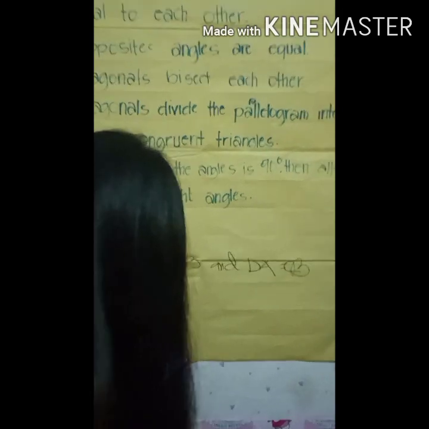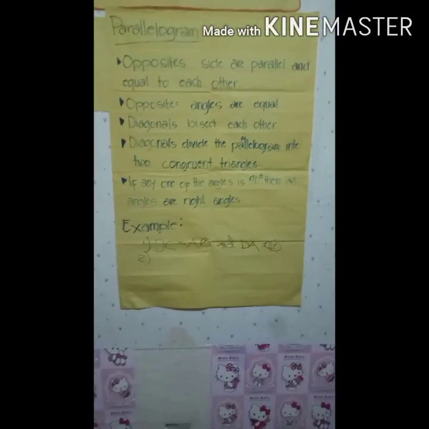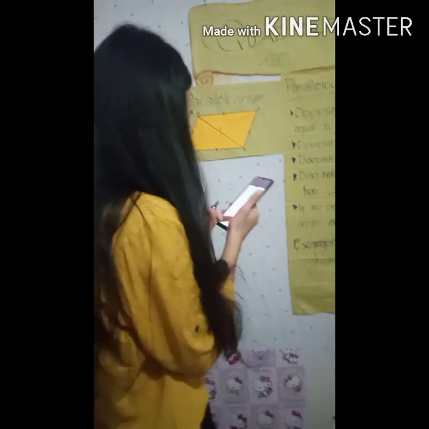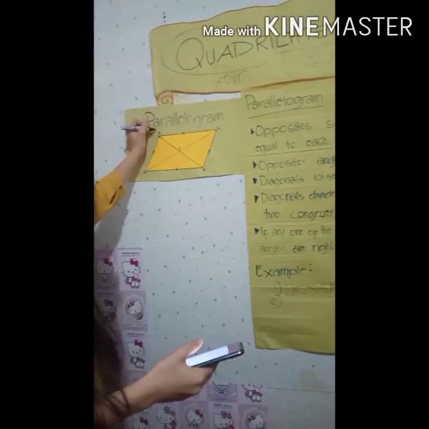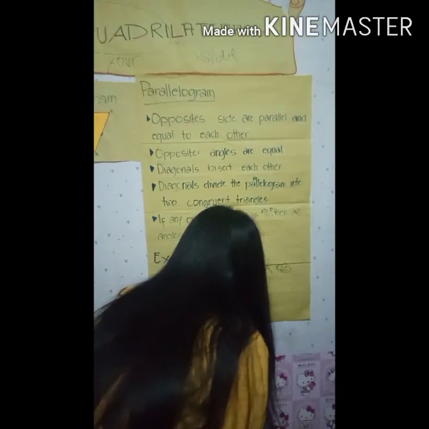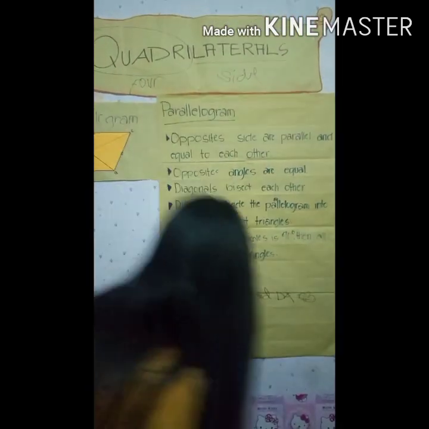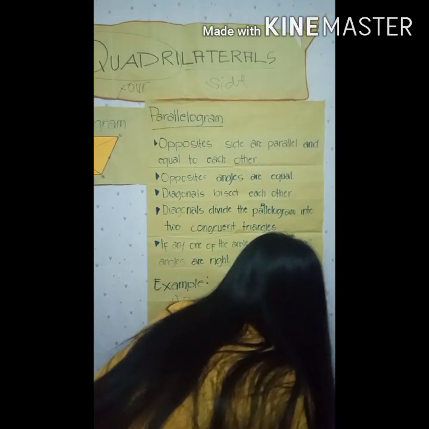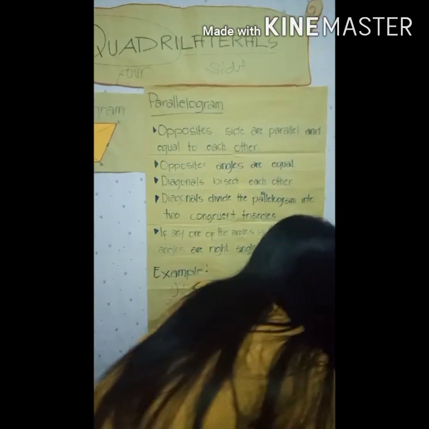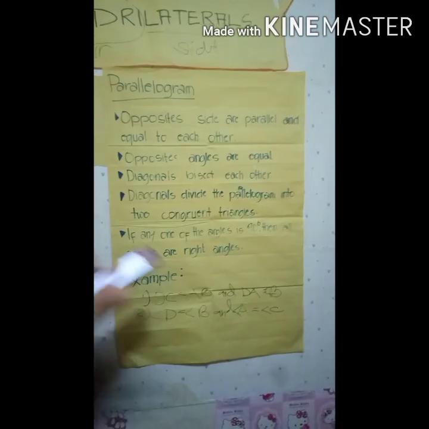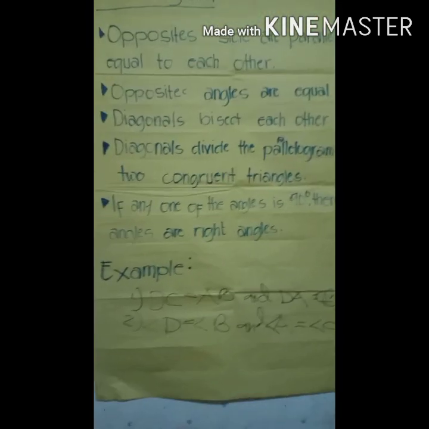Number 2, opposite angles are equal in measure. If angle D is equal to angle B and angle A is equal to angle C, that's the opposite angles are equal in measure.